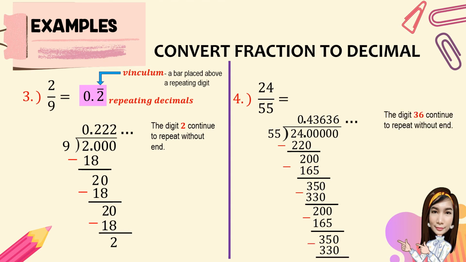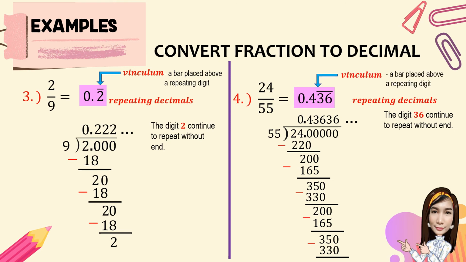Now as you observe, the digits 36 continue to repeat without end. So we use the 3 dots or ellipses that denote the number continues to repeat without end. So 24 over 55 is equal to 0.436 repeating, considered as repeating decimals. We put the vinculum, a bar placed above the repeating digits. So that is placed only above 3 and 6, and 4 is not included.